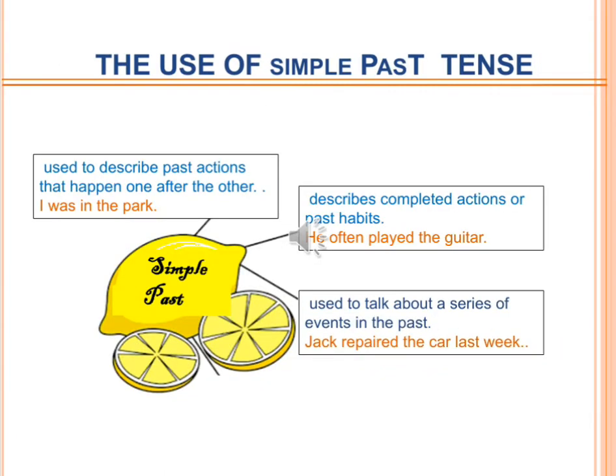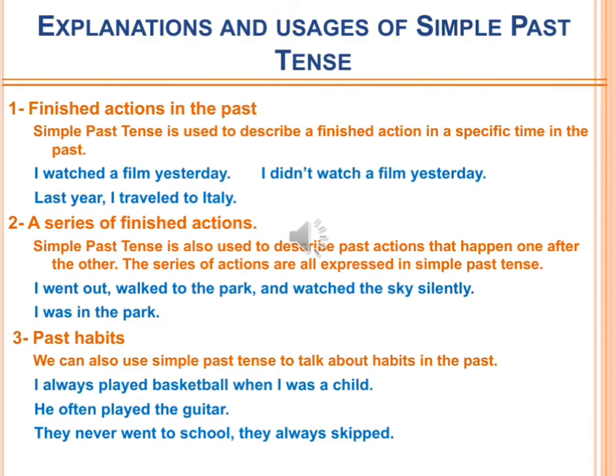The use of simple past tense. The simple past tense is used: 1. To describe past actions that happen one after the other. For example, I was in the park. 2. It describes completed actions or past habits. For example, he often played the guitar. 3. It is used to talk about a series of events in the past. Example, Jack repaired the car last week.